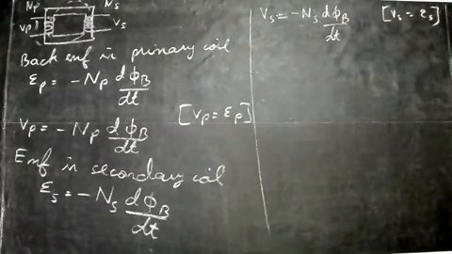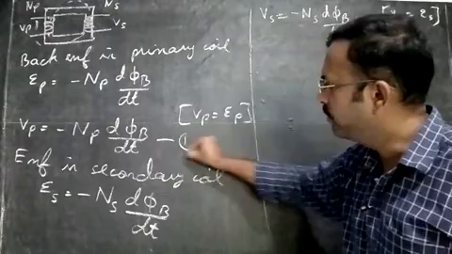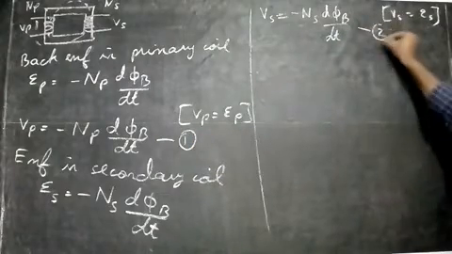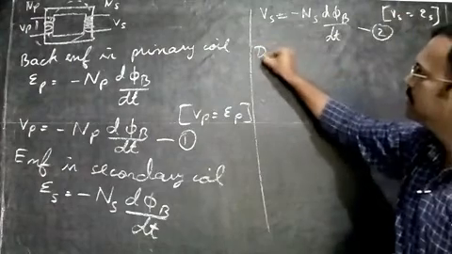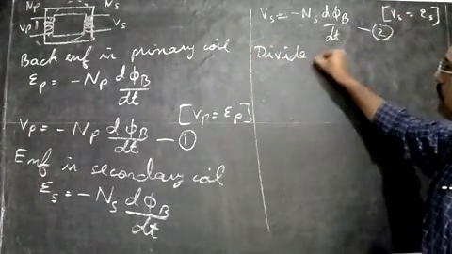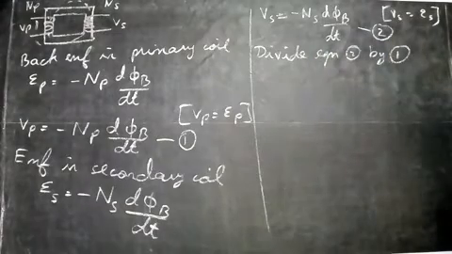Next we'll take this one as equation 1 and this one as equation 2. So divide equation 2 by equation 1. Let's divide and see what we get.